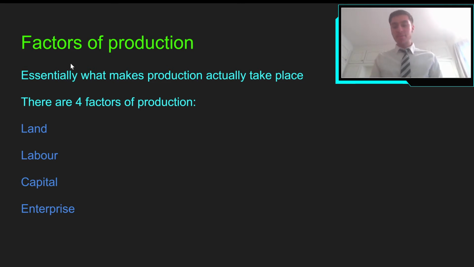Land, labor, capital, enterprise. Now, land includes all the natural resources and not just the physical land. You need to get this concept right. This even includes water and oil. All the natural resources, not just land. And now, the reward that you get for land is rent. Let me explain.